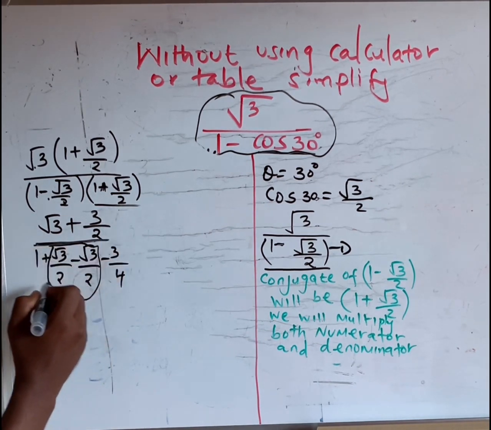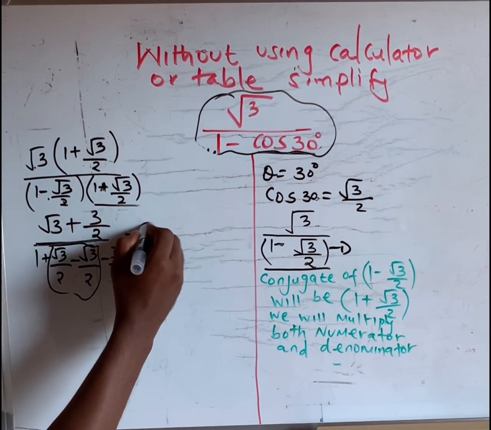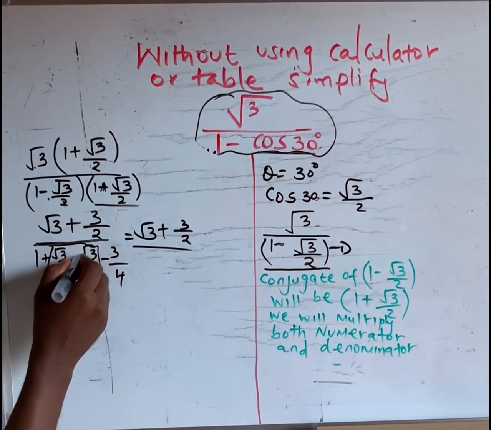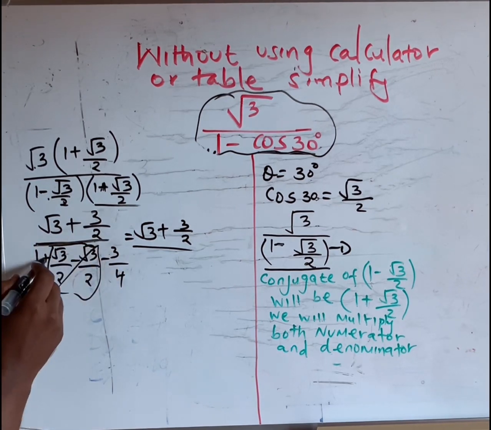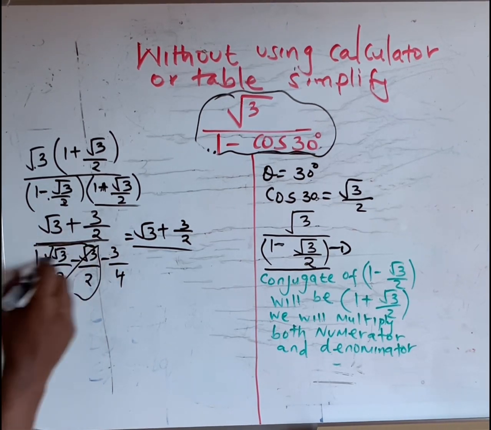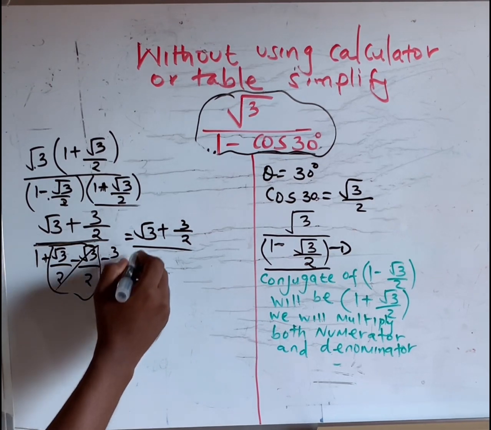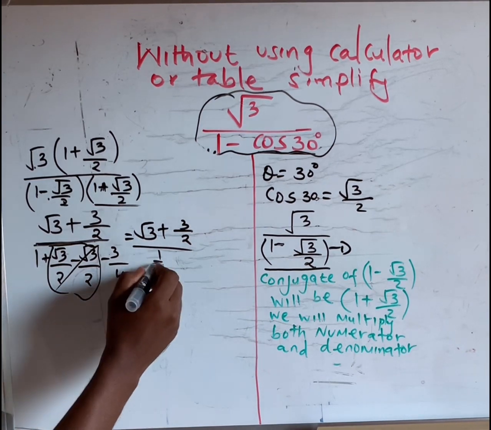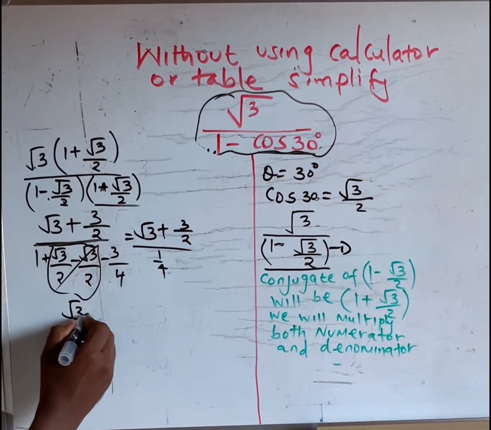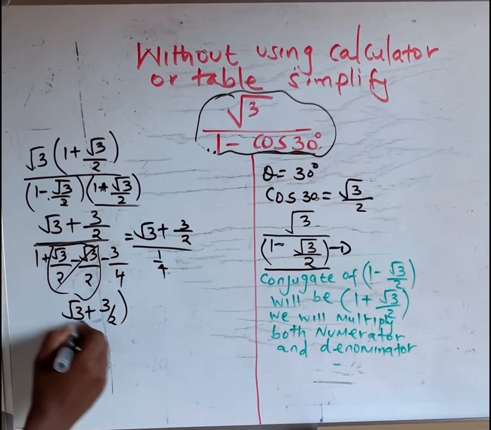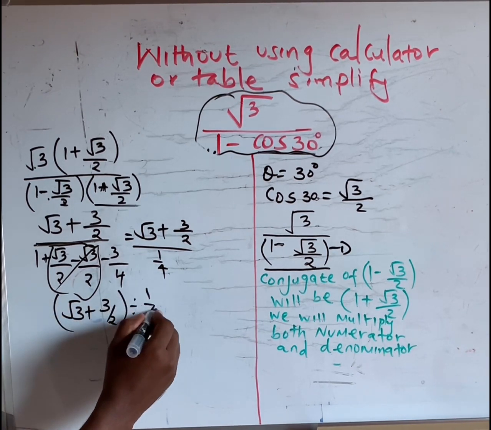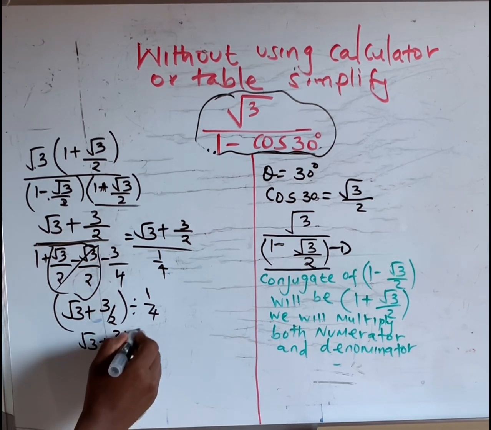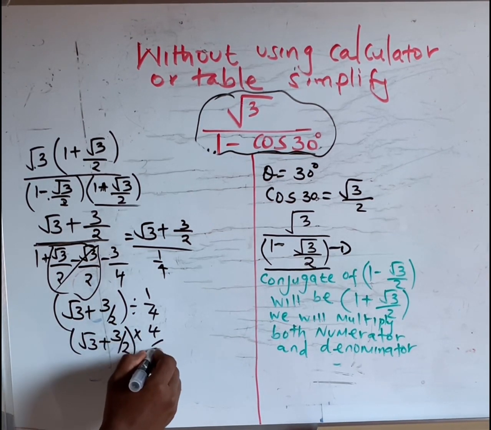So in the numerator, it remains the same, square root of 3 plus 3 over 2, divided by, in the middle, we eliminate, that is plus minus will be 0. And then we have 1 minus 3 over 4. 1 minus 3 over 4 is the same as a quarter. So we will have to simplify further. Square root of 3 plus 3 over 2 divided by a quarter. We flip and we'll have square root of 3 plus 3 over 2 multiplied by 4 over 1.